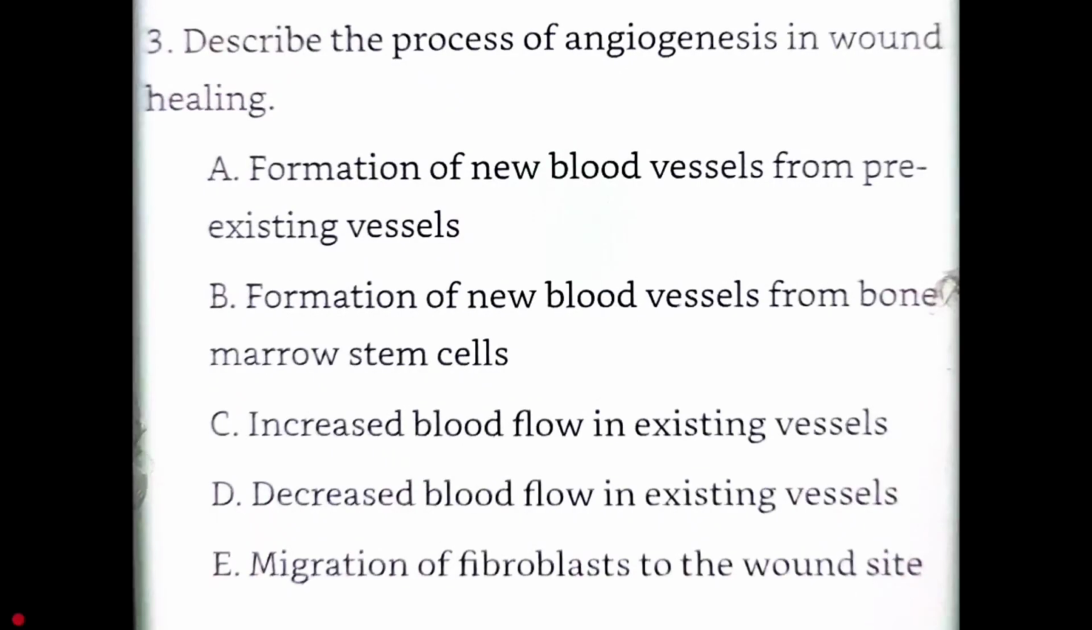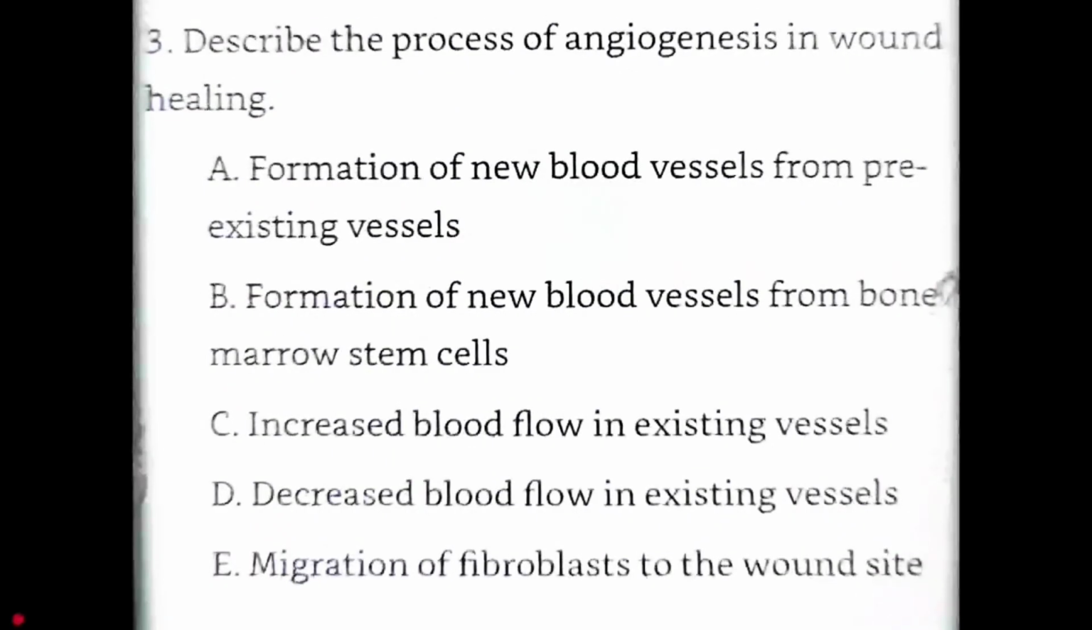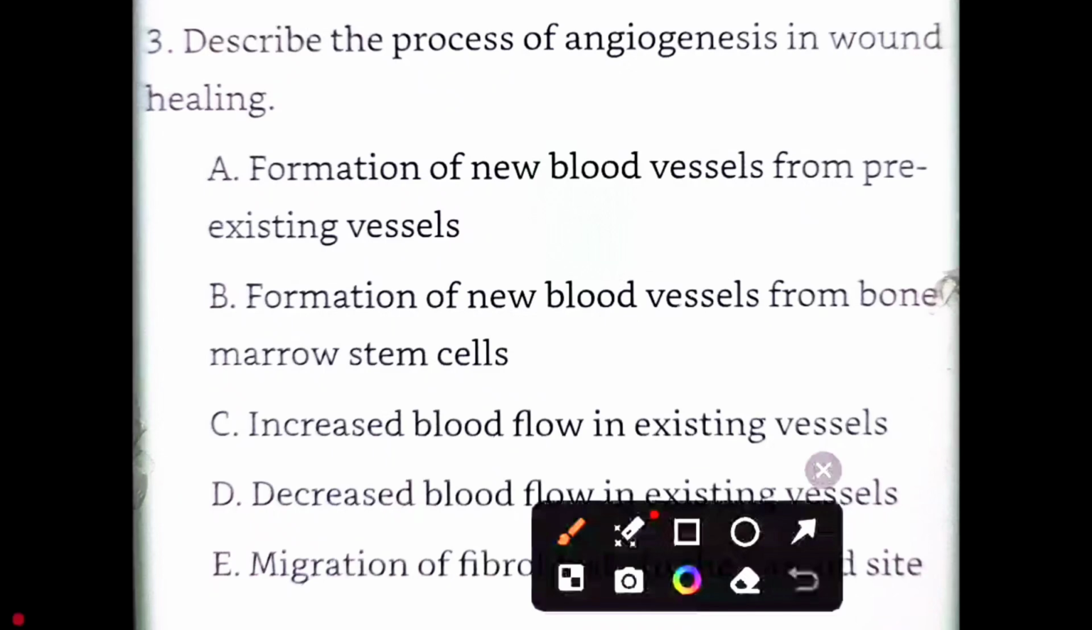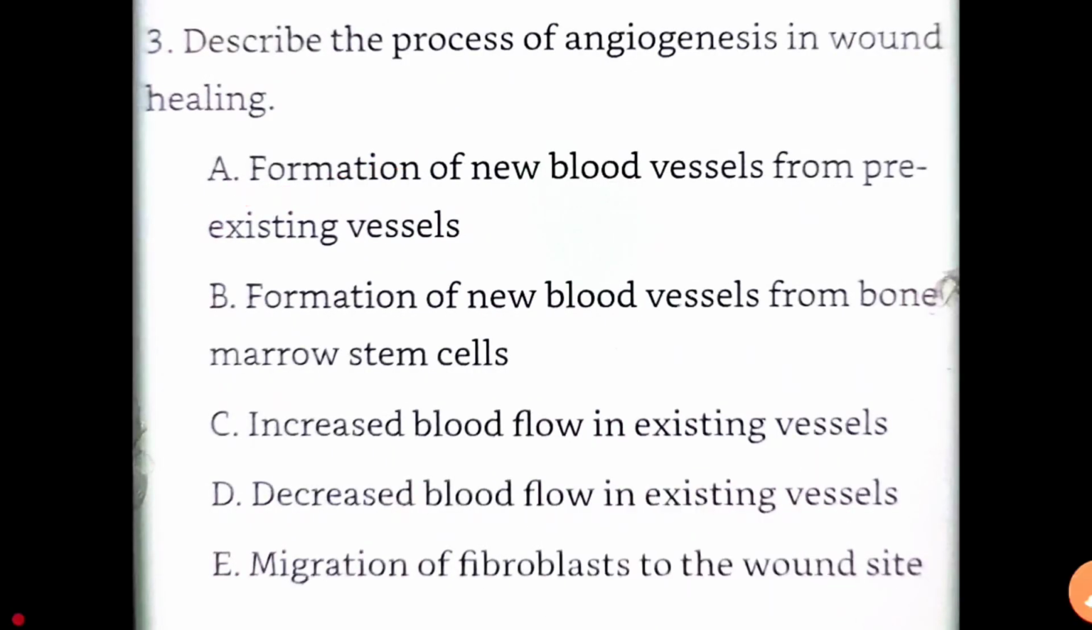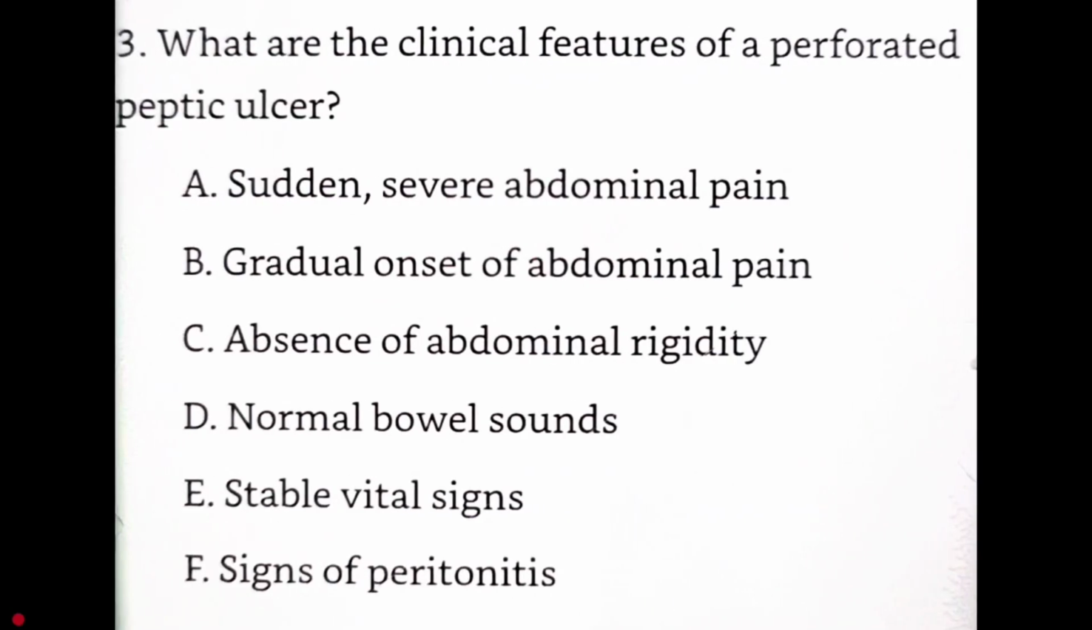If you want to take time, guys, take 60 seconds, not more. Try to answer in 30 seconds. So the best answer here is formation of new blood vessels from pre-existing vessels. Angiogenesis is new capillary formation from existing blood vessels, not from stem cells. It is a hallmark of the proliferative phase of wound healing.